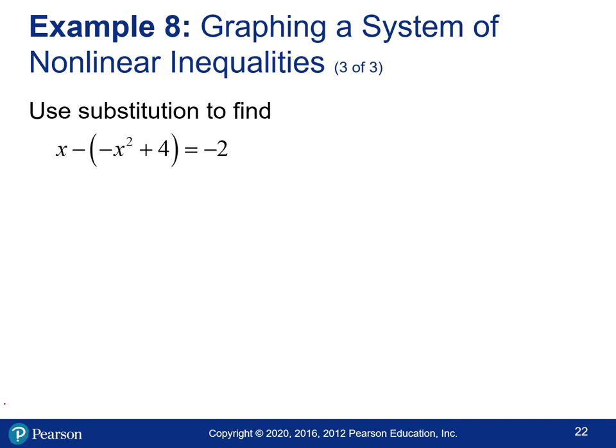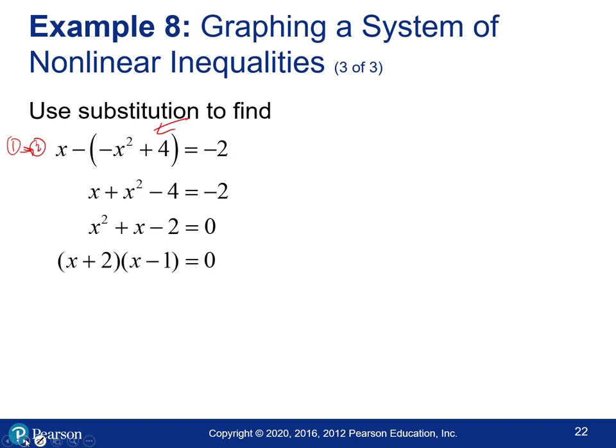Notice where we got that equation from. This was just y from equation 1 plugged into equation 2 where there was a y. Now you have one equation in terms of x only, and we can solve that. This is a quadratic equation if we rearrange it, and this one factors really nicely. So x is going to be negative 2 and x is going to be 1.